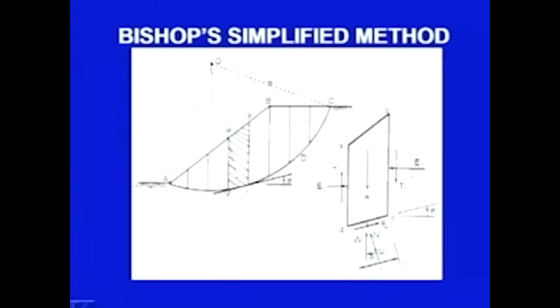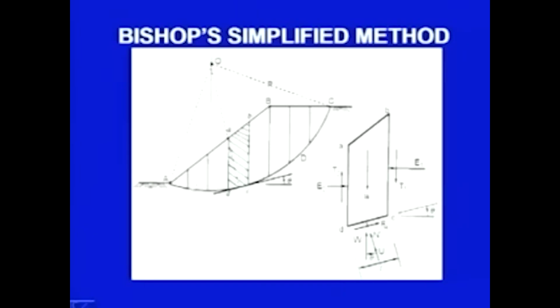There is a horizontal force E1 on the right hand side face, and on the left hand side face the force E2 is there. N is the normal force which is acting normal to the failure surface. N dash is the effective normal force, and here it is U. U is the pore water pressure. The length of this base is L.